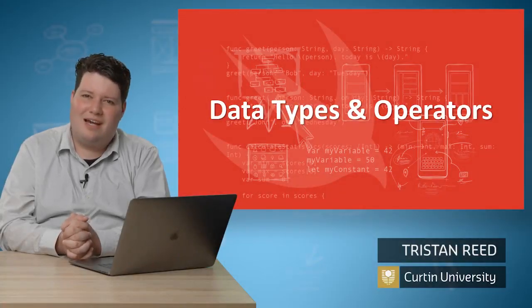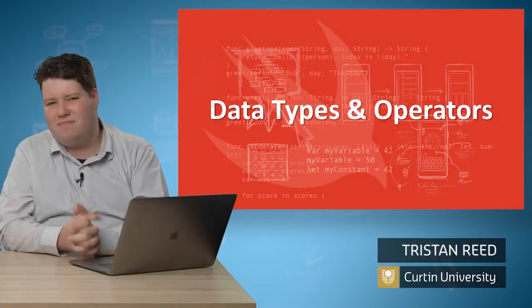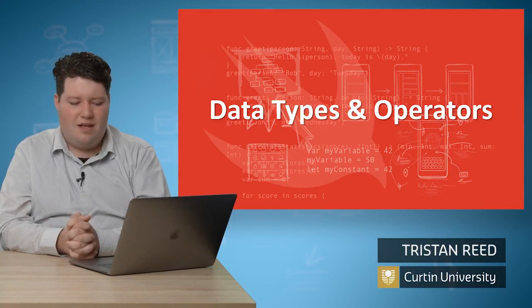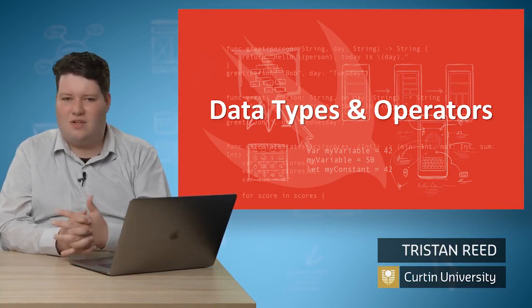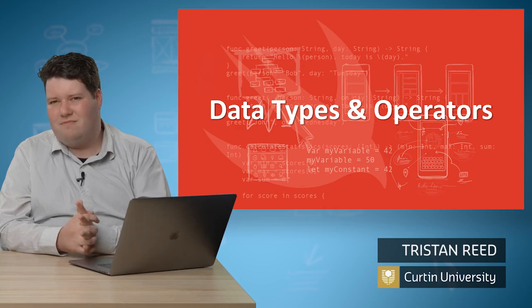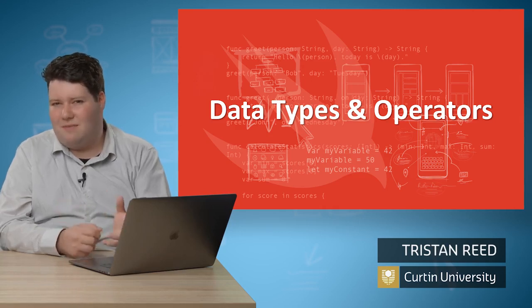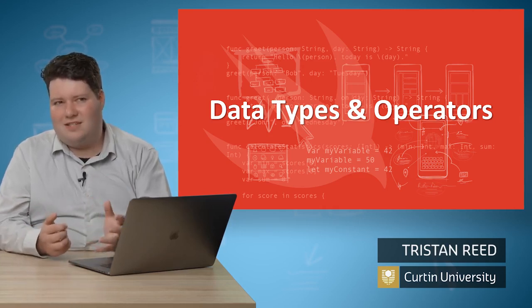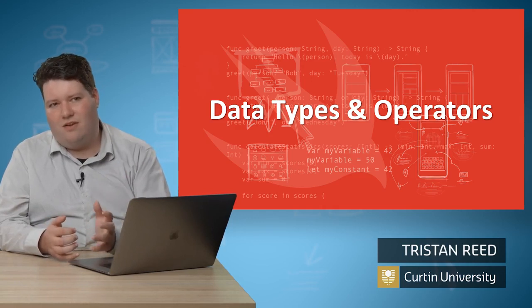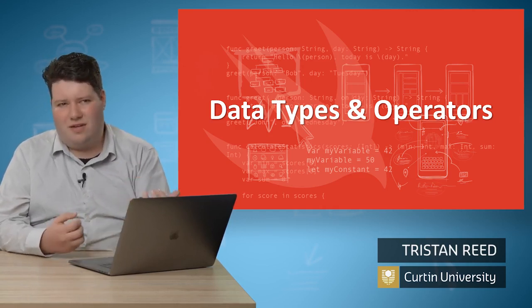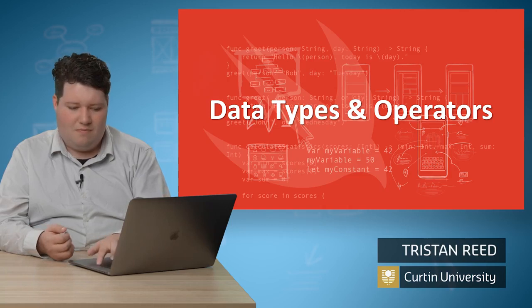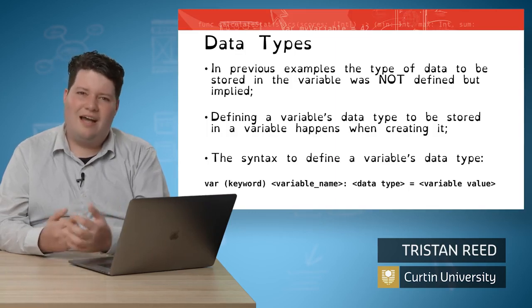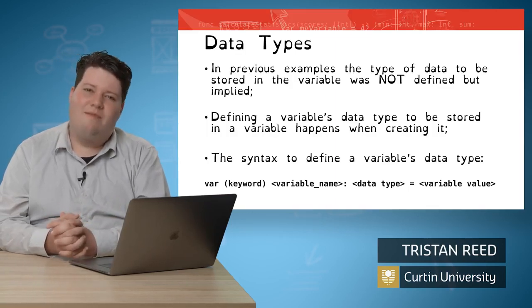Now we're going to talk about data types and operators, a very important but similar concept to talk about. Now, we've created our variables and constants before, and we've been giving them different values, sometimes text, sometimes numbers. But it's better for us to say at the start what kind of value, if we know ahead of time, we're going to put into that variable or constants. So up until now, our data type was implied but not defined.